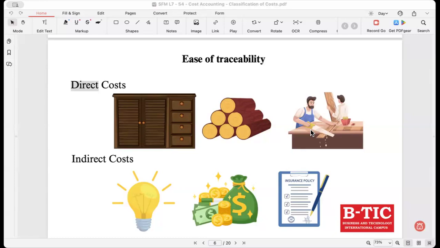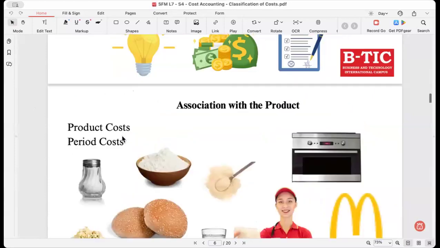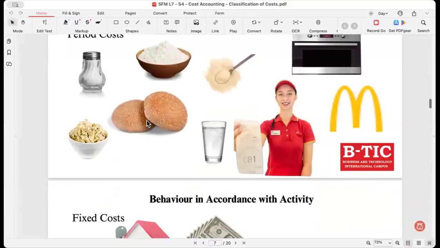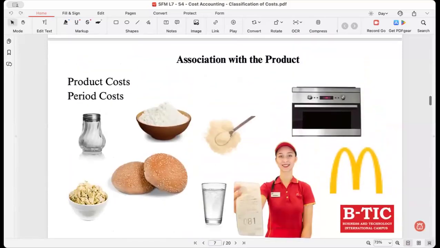So direct costs are those which can be easily traceable to a product or costing unit or cost center. Indirect, exact opposite. Now, the indirect costs are difficult to trace to a single product or a costing unit or a costing center. Right? So this is direct and indirect. And now we have association with the product: product costs and period cost. What do you mean by product cost and period cost?